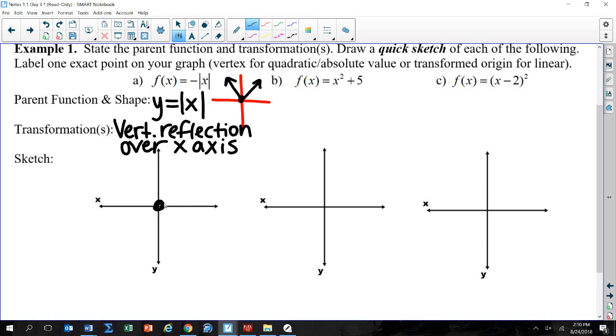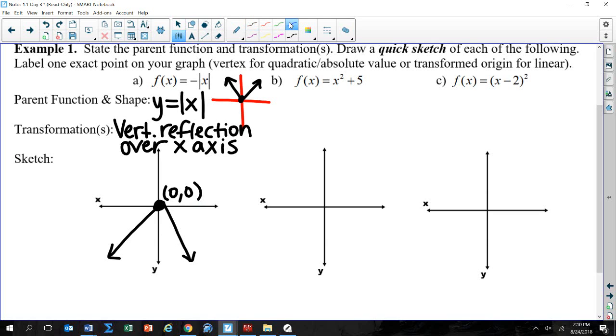Okay, so all I care about is one exact point. So I'm going to put my one exact point, my vertex, and I'm going to draw a V shape that opens down. And I want you to label one exact point. Don't make your V really wide or really narrow, because then I'll think you thought there was a stretch or shrink. Just make it a normal width. All right, going on to the next one.